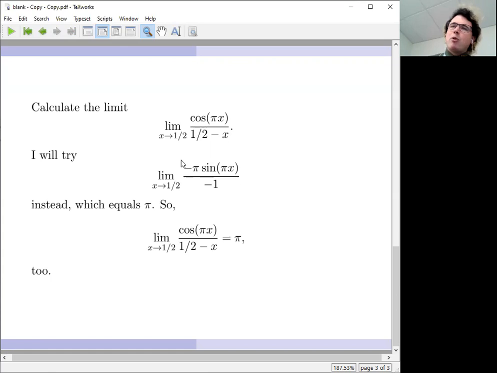The derivative of my numerator is negative pi sine of pi x, like we saw on my previous clip. The derivative of the denominator is -1. And this one I can do with direct substitution. My x's are just in the numerator. My denominator is a constant. And so direct substitution tells me that the answer is going to be pi. This limit here is equal to pi. So the limit I started with is also equal to pi.